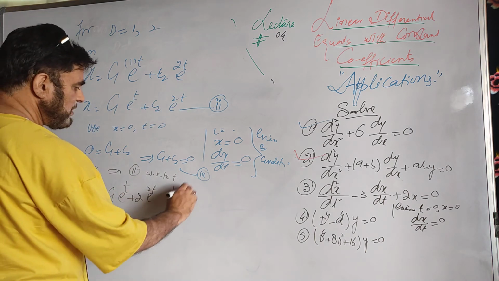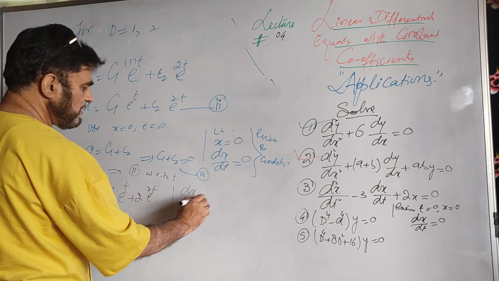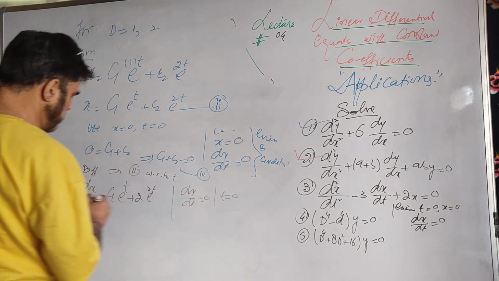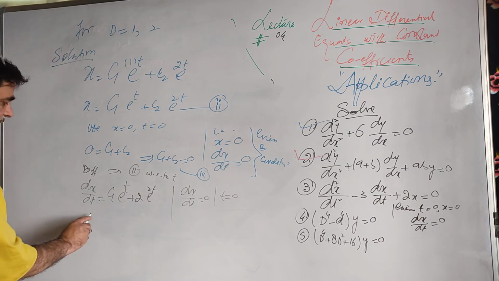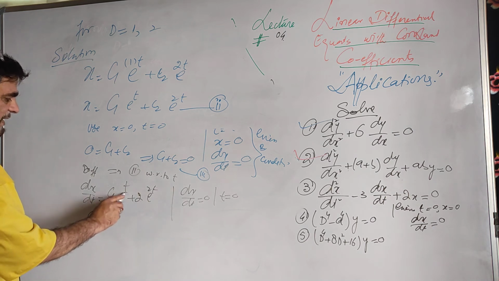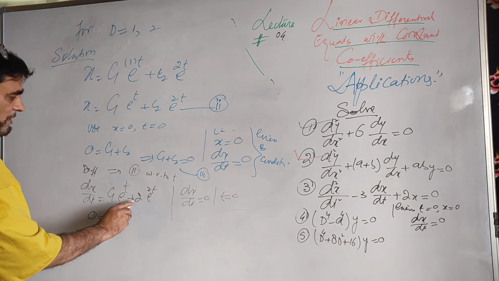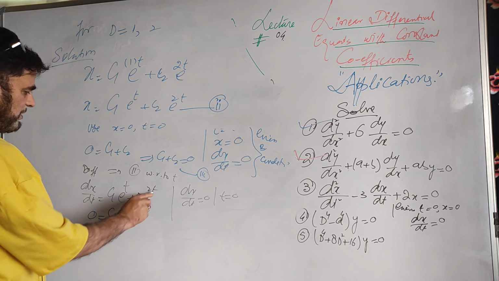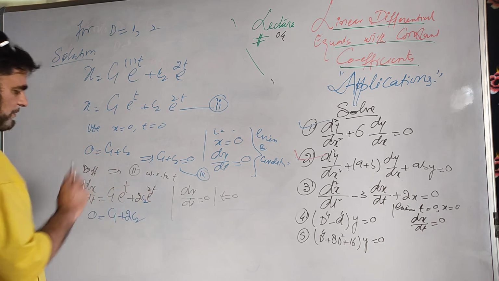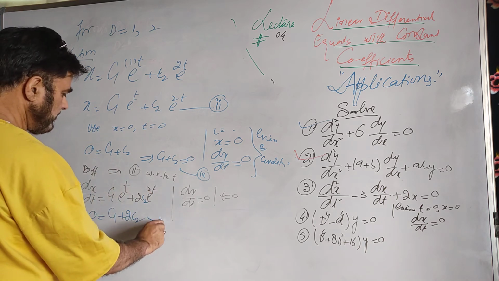You have to use here dx by dt is given to be 0, and t is given to be 0. You will use these values here, and this gives you dx by dt being 0. It is 0 is equal to c1 e raised power 0 is 1, plus 2c2. It is 0, it is 2c2. Okay, this is fourth.